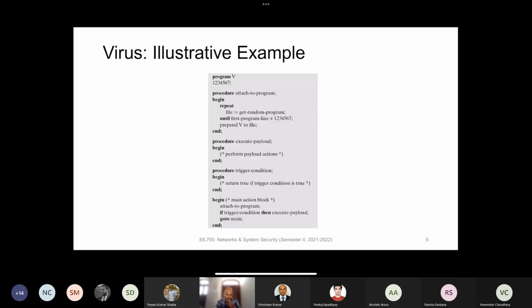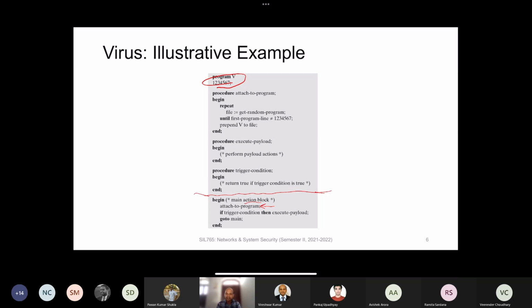Okay, so now let's look into an illustrative example of a virus. I think we should start from the main part of this program. If you see in this main action block, these are very intuitive names that are given here.